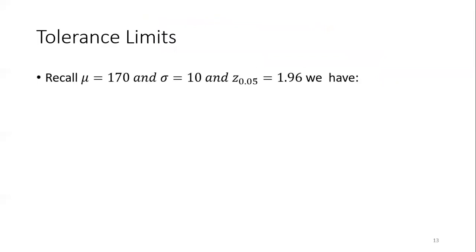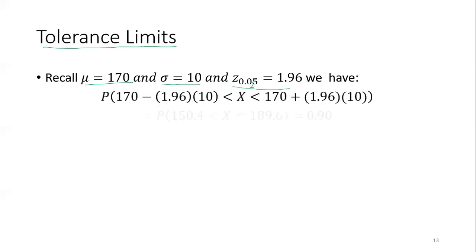Okay, so the third type of interval is called the tolerance limits. What are the tolerance limits? Just recall our previous probability expression, where mu is equal to 170, sigma is equal to 10, and z sub 0.005 is equal to 100. This is not 0.005, but probably 0.025, right? Sorry for this. So we say that this probability has two meanings. The first one is in terms of an individual, and the second one is in terms of the population.